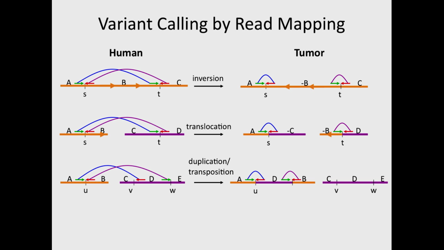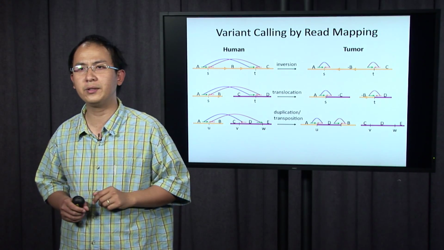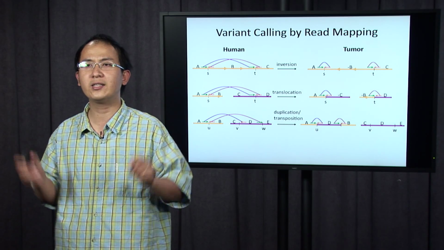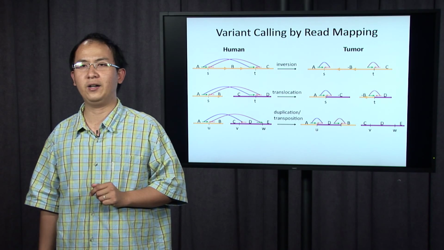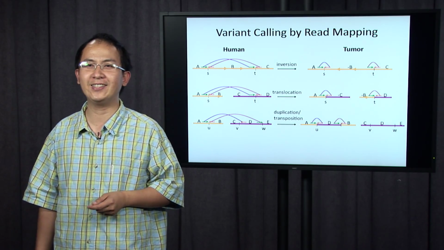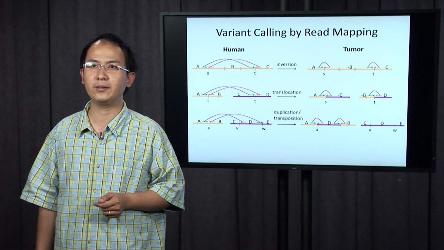We map the first read to the reference. We map the second read to the reference. If we see any changes in directions or changes in the distance between the first read and the second read compared to the expected insert size, that is a signal for detecting the structural variations.